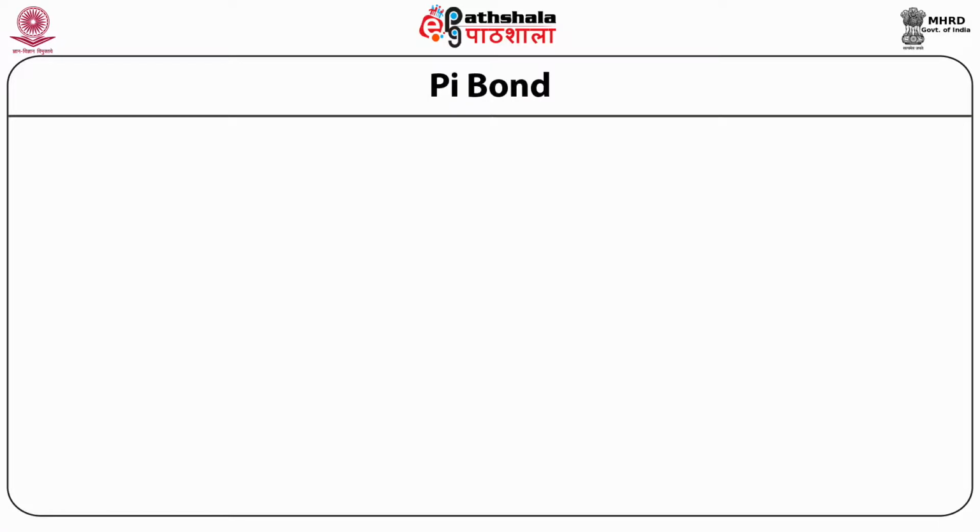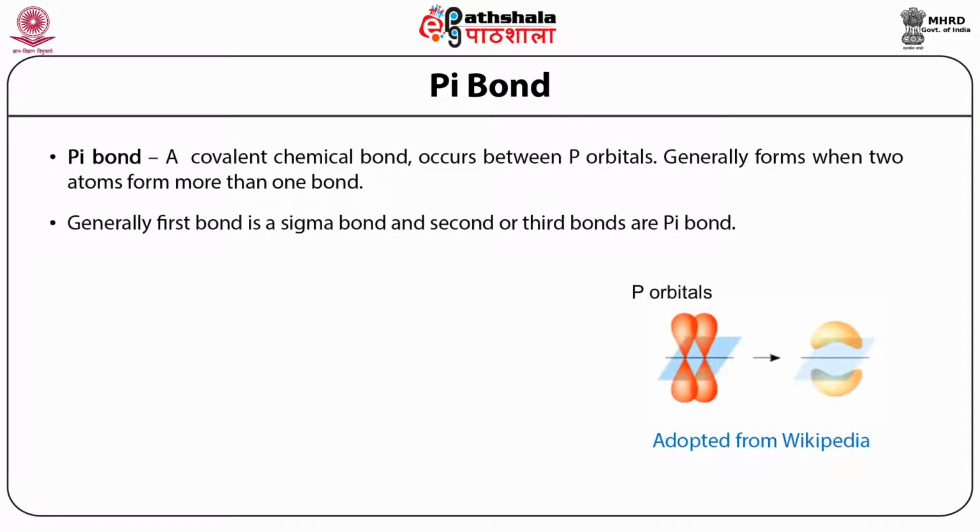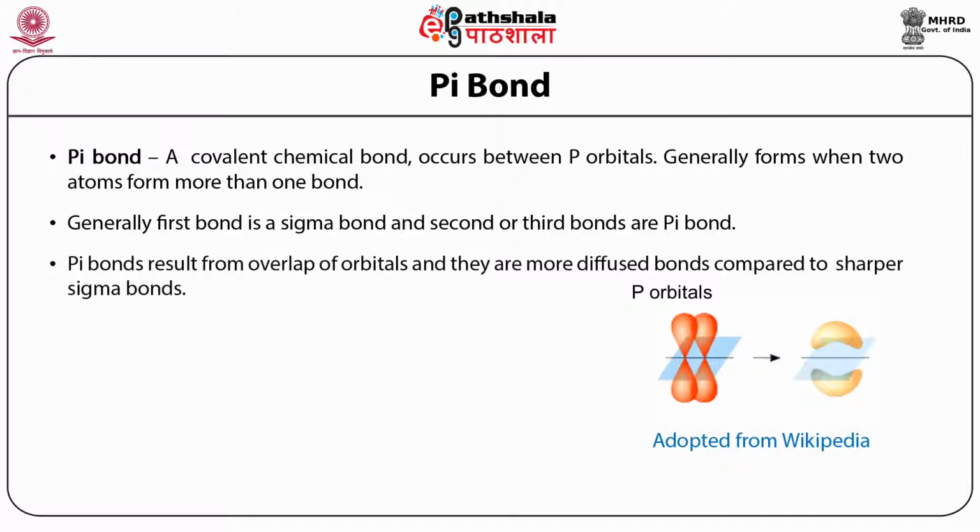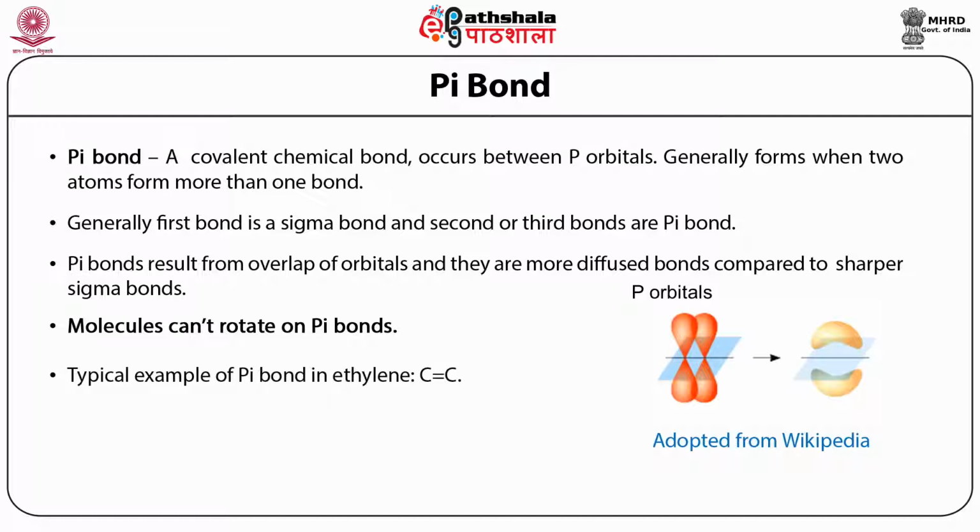So the covalent bonds could be pi bonds. The first bond which is generally formed between two atoms, we call a sigma bond. And if you have lone pairs of electrons still there with the atoms, and they form a pi bond, basically the p orbitals share, and this is called a pi bond. A pi bond results from overlap of orbitals, and they are more diffused compared to the sharper sigma bonds. Now, when the pi bond is formed, molecules cannot rotate on pi bonds. The typical example is ethylene, the carbon-carbon double bond. One double bond consists of a sigma bond and a pi bond.